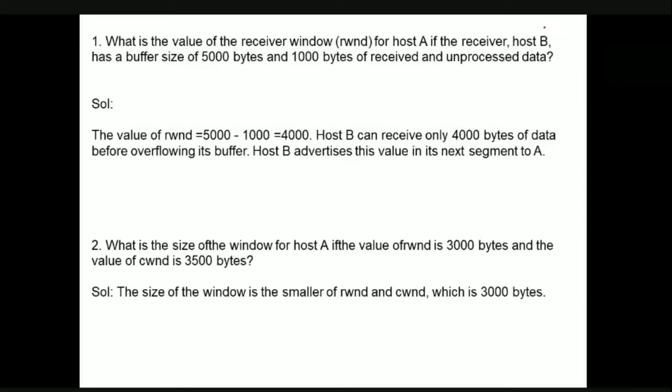Now let us see some important problems. The question is, what is the value of receiver window RWND for host A if the receiver host B has a buffer size of 5000? Let us say we have host A and this is host B. Now the receiver is B, it has a buffer size of 5000 bytes. It already received 1000 bytes, and they are unprocessed. Now, what will be the value of receiver window?